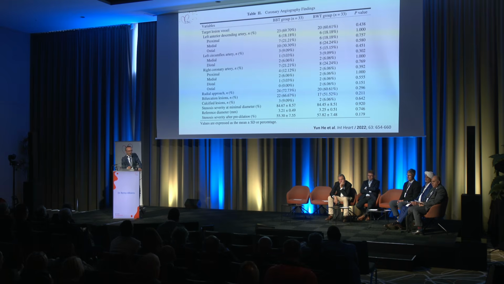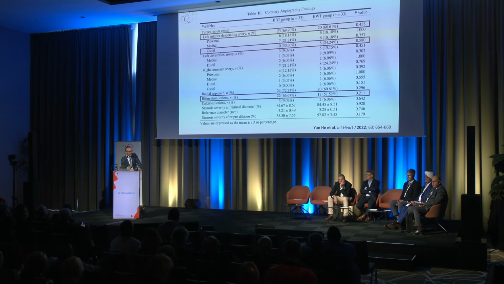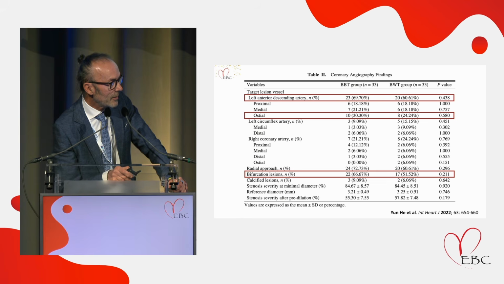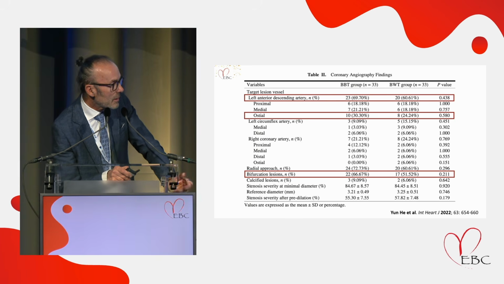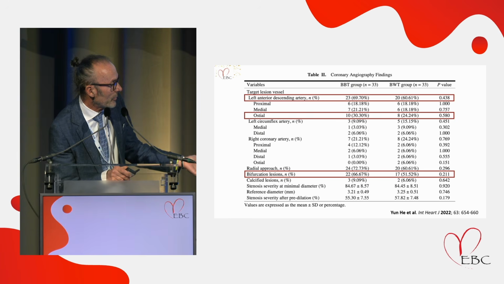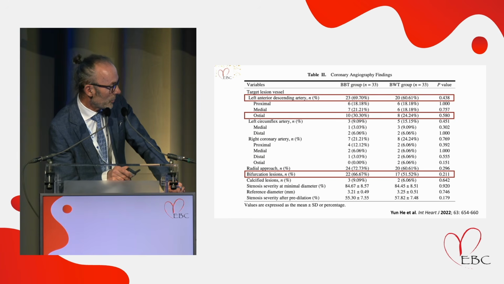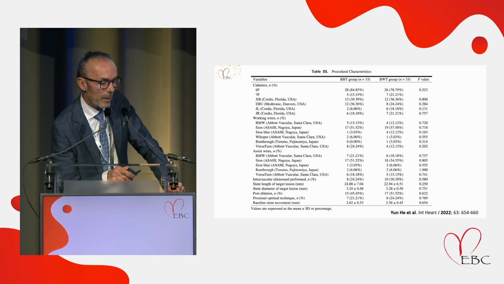Coronary findings. Target vessel was LAD in 70%, an ostial LAD in 30%. So that's a bifurcation. It was a bifurcation lesion in 70%. So this is an ostial LAD, a study about ostial LAD stenting. It was successful in 90%.